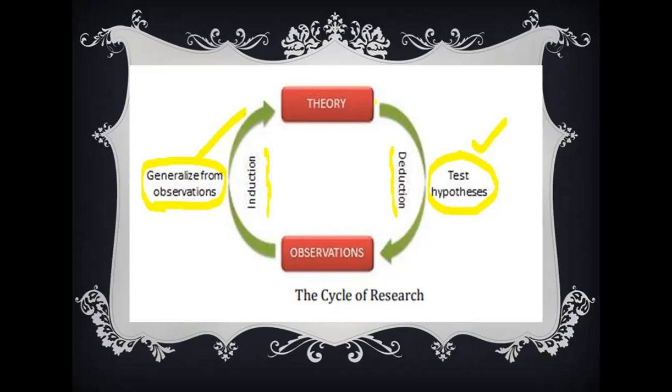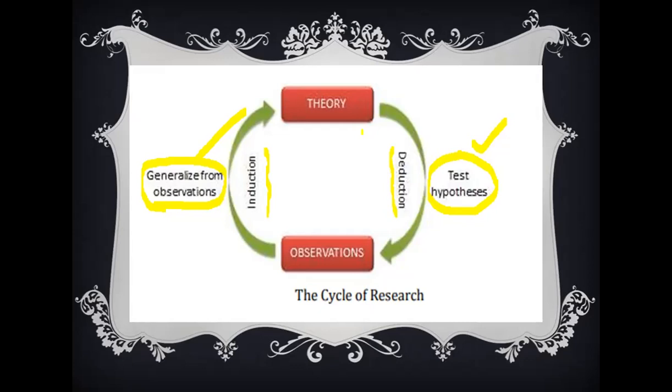Then the theory may again be tested using the deduction method. And we may refine the theory or add more things to the theory based on these observations. So this process continues endlessly. From theory, we come to observations, and from observations, we go to the theory. So the theory will be refined or modified based on the observations. So this is what is called the cycle of research.